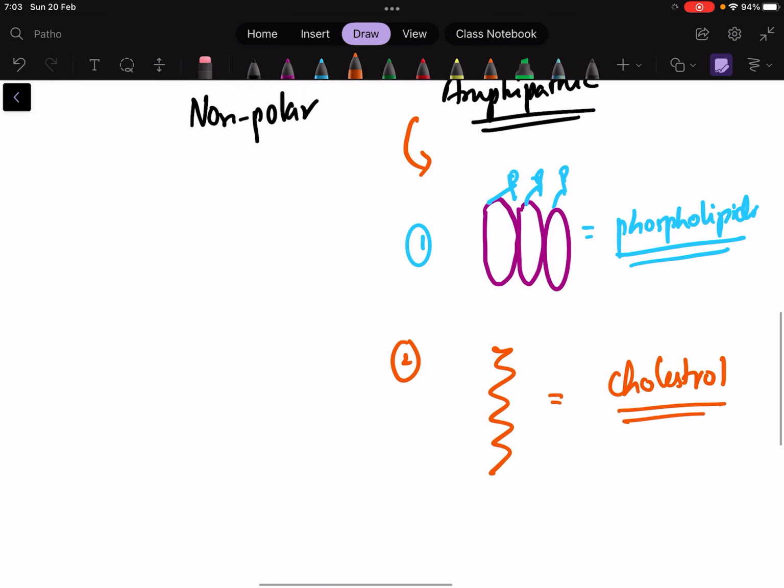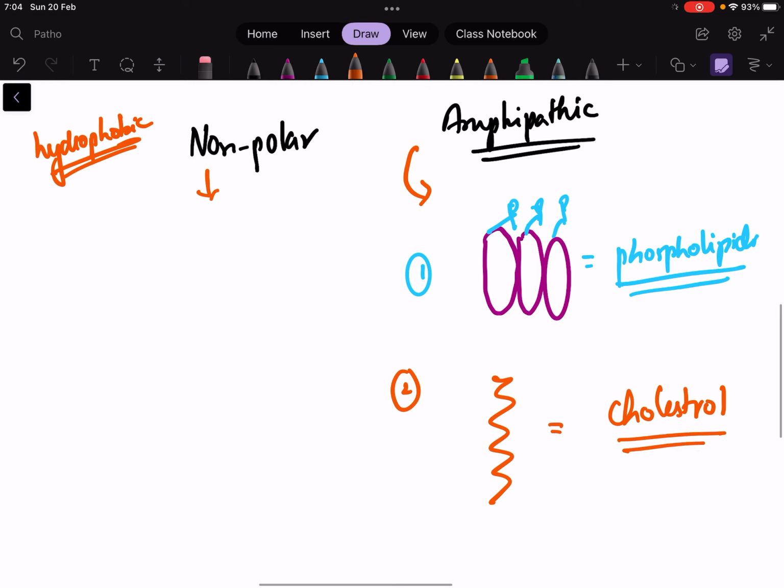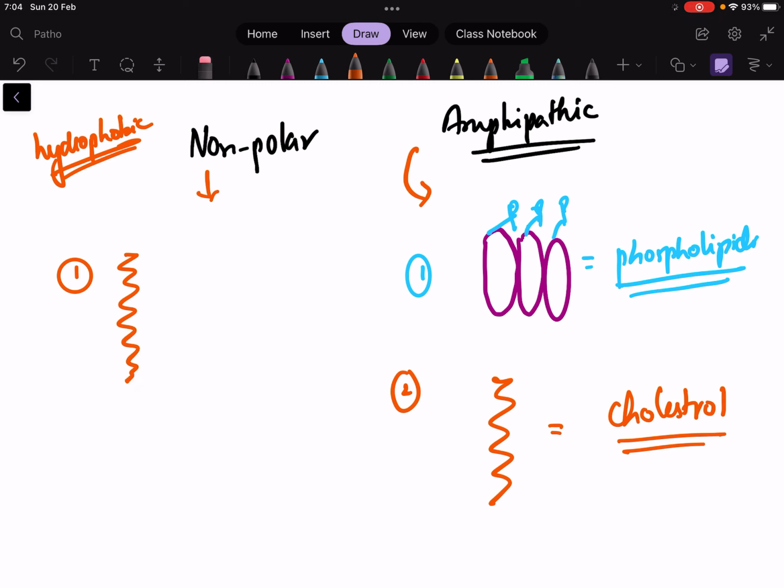Now what is meant by non-polar? Non-polar means they are hydrophobic. They are your hydrophobic lipids. So what are the non-polar lipids? Non-polar lipids are cholesterol with esters, or we can simply call them cholesterol esters.